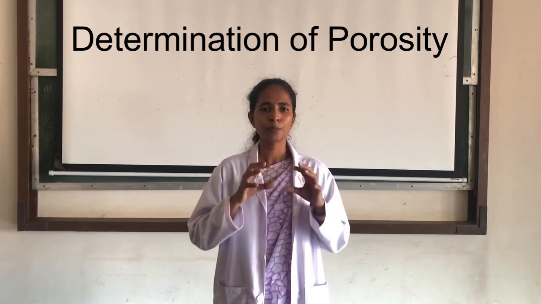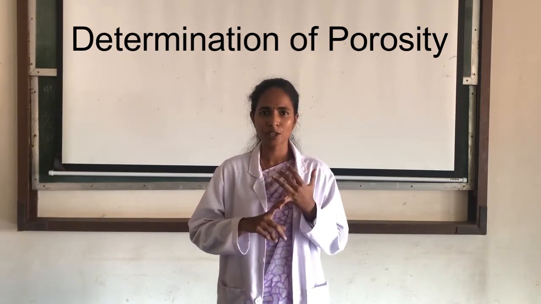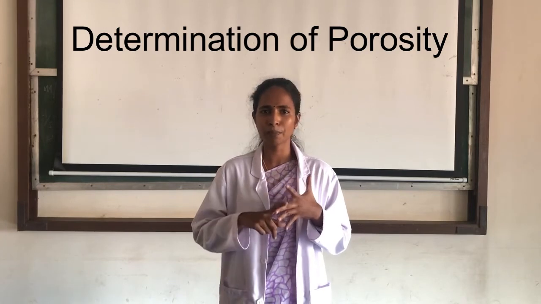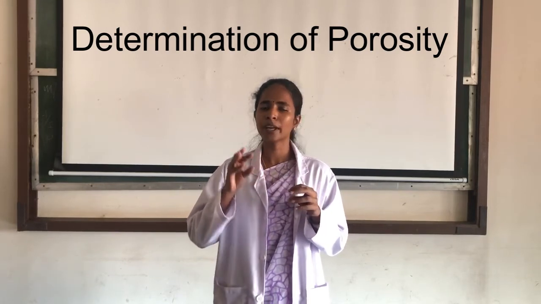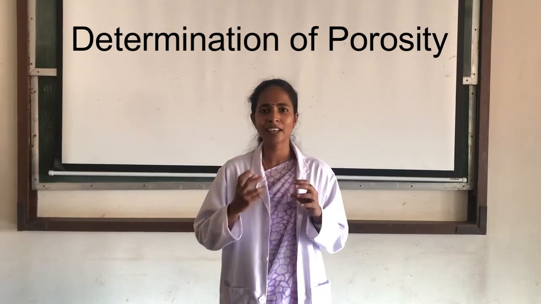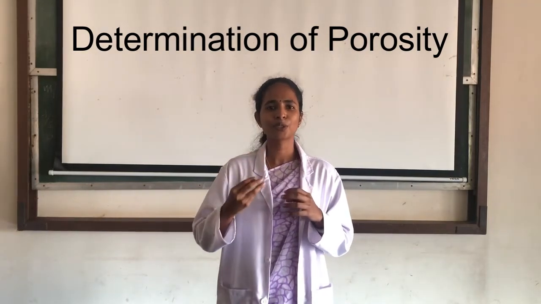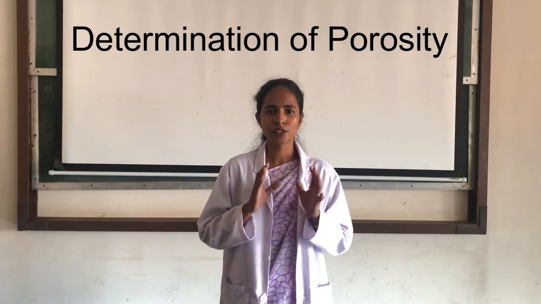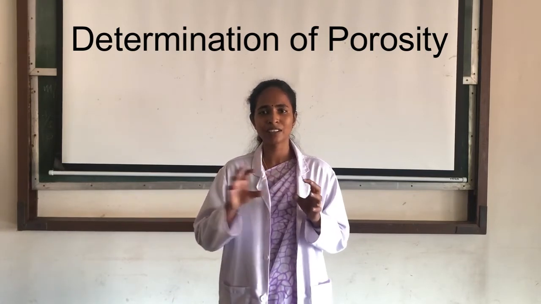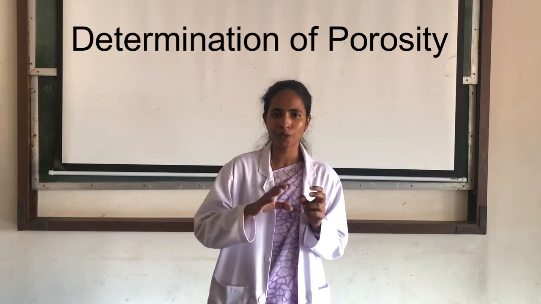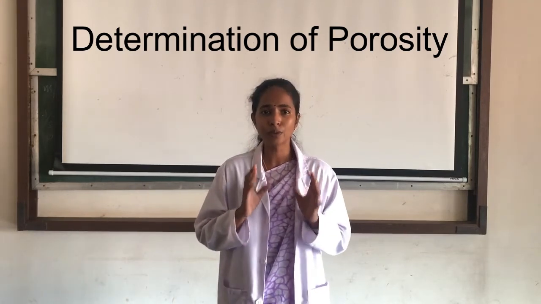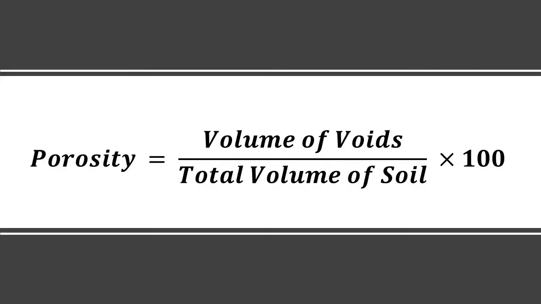Among other factors, porosity is determined by soil structure, soil texture and induced compaction. Generally, when soil organic matter increases or soil aggregation increases, the porosity also increases. A medium textured and well aggregated soil generally has a porosity value of 40 to 50%, which is well suited for the growth of plants. Porosity is calculated by dividing the volume of voids by the total volume of soil and multiplying by 100, as it is usually expressed in percentage.